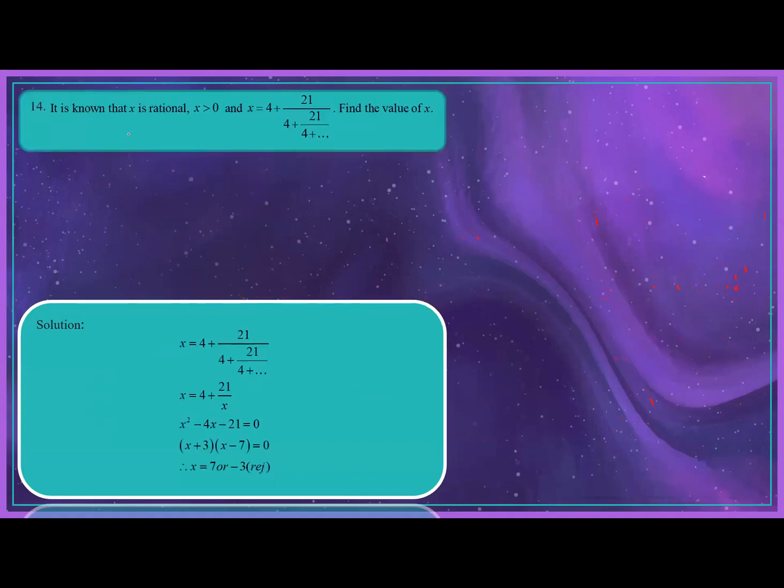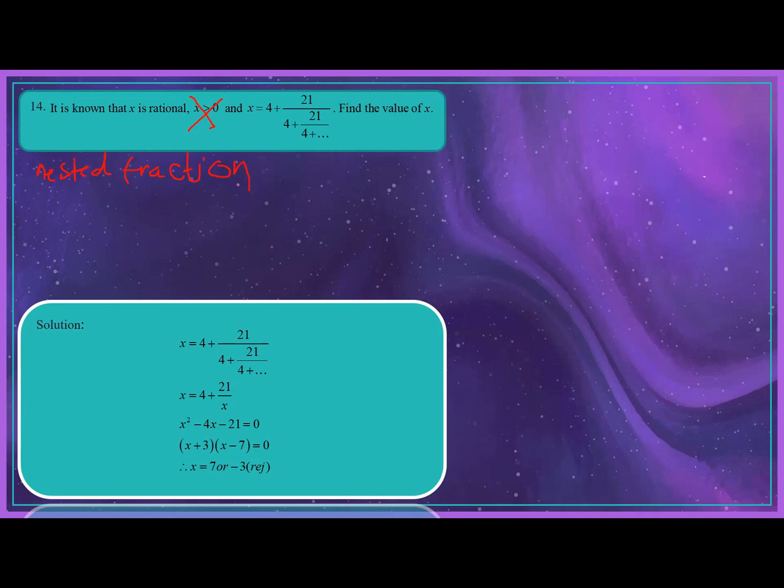Number 14. It is known that x is rational and x is greater than 0. Actually, this is redundant, and I'll explain why. x equals 4 plus 21 over 4 plus x. Basically, this is a nested fraction.